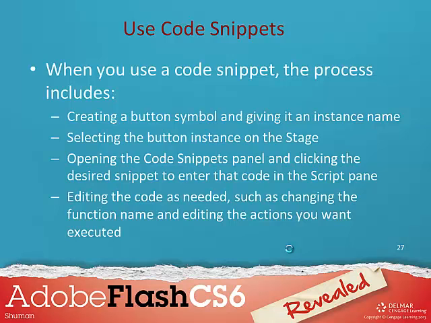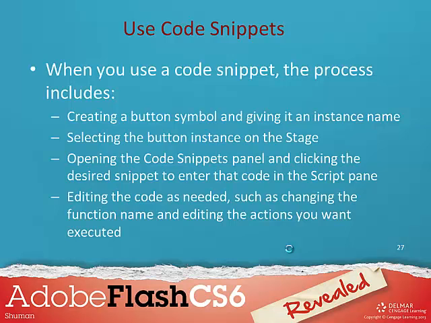When you use a code snippet, the process includes: create a button symbol and give it an instance name. Select the button instance on the stage. Even though you select the button on the stage, the AS3 code will be placed in a frame on a layer named actions, not in a frame containing the button. If there is no layer named actions, Flash will create one and name it actions.